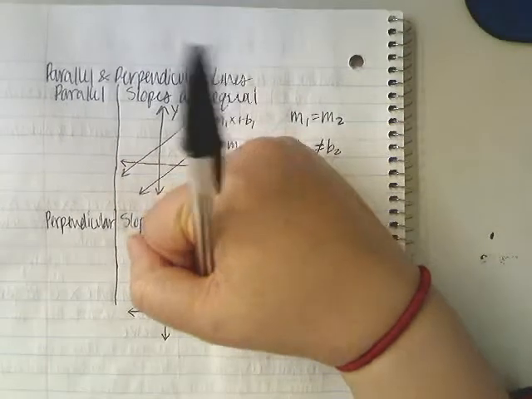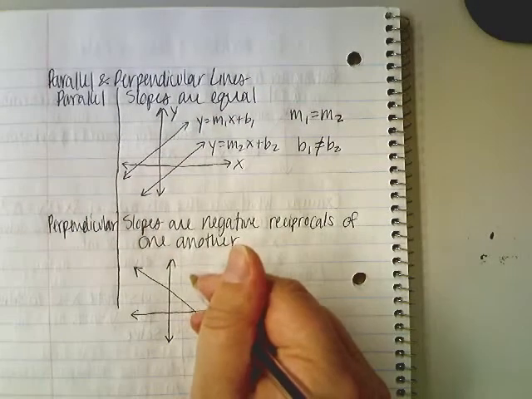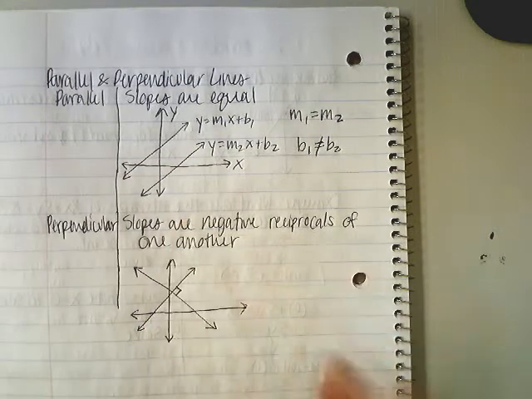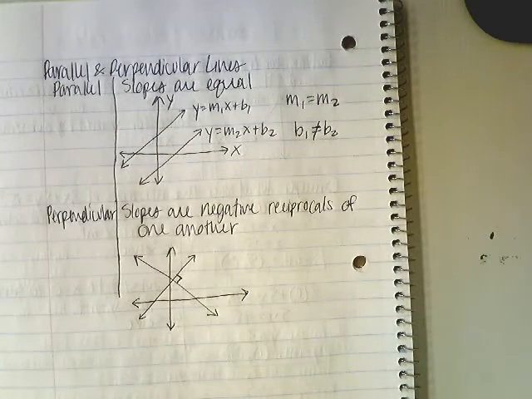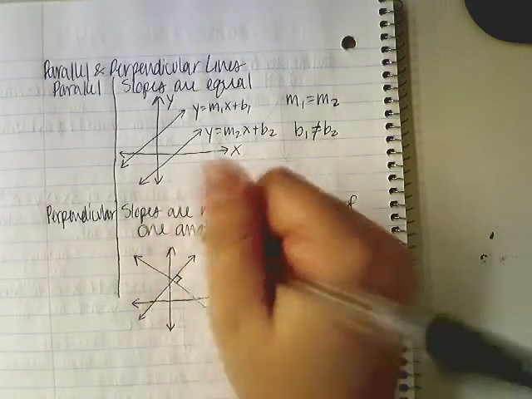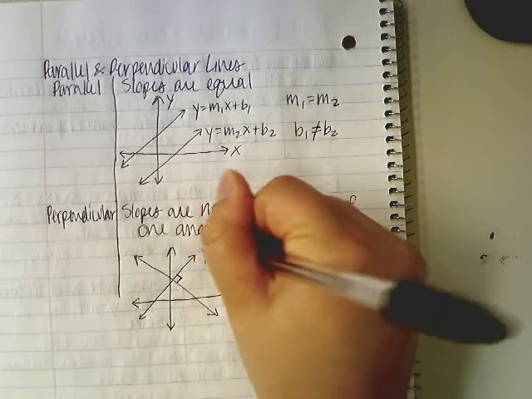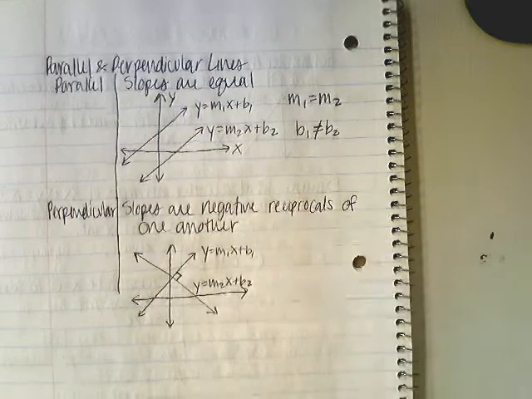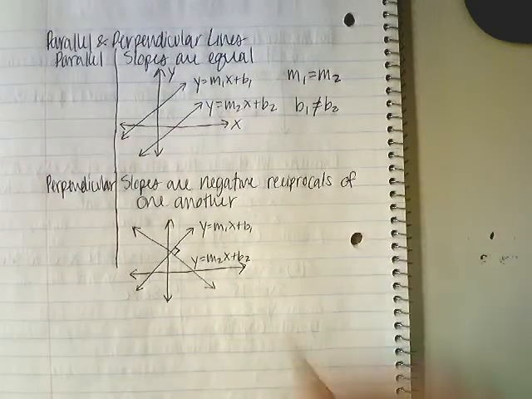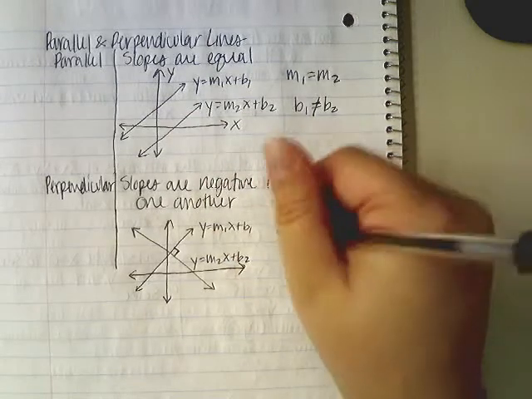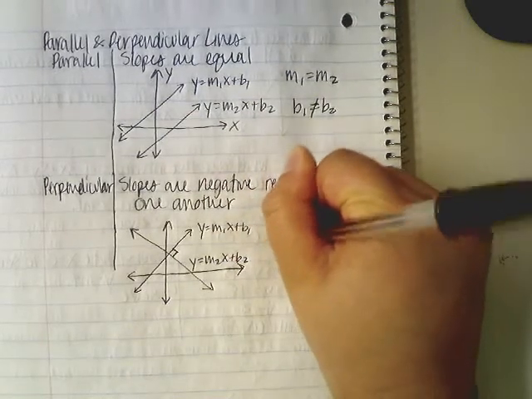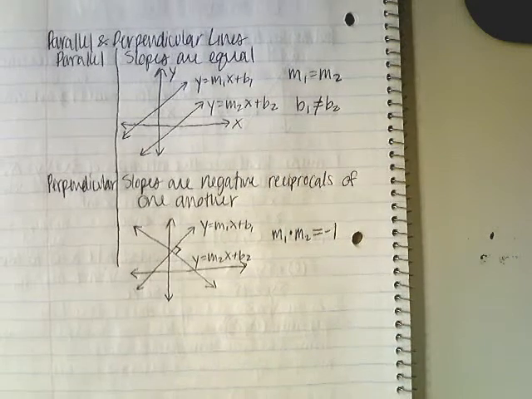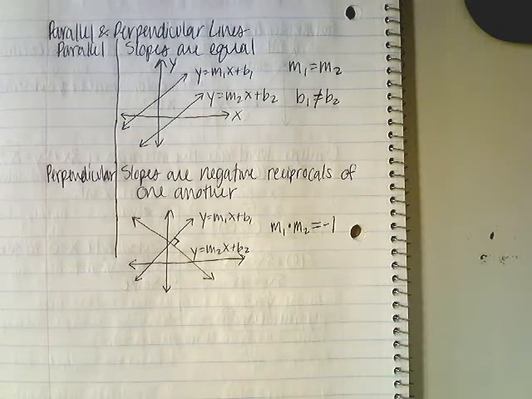So say I had a line like this, the perpendicular one would intersect it at a 90-degree angle. Again, not perfect, but bear with me. You know they intersect at a 90-degree angle. They are exact opposite slopes in a way. So if this was y equals m1x plus b1, this would be y equals m2x plus b2. If the slopes are negative reciprocals of one another, I know m1 times m2 will equal -1. So if they're negative reciprocals, when I multiply their slopes, I should get -1.